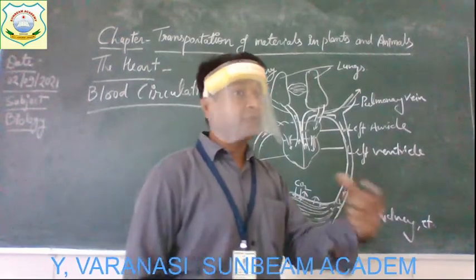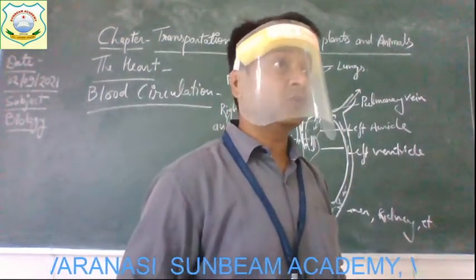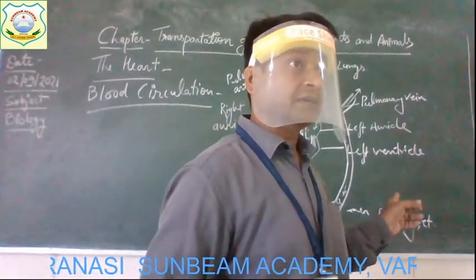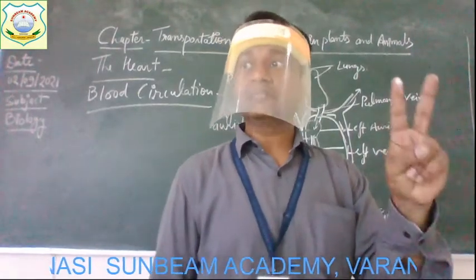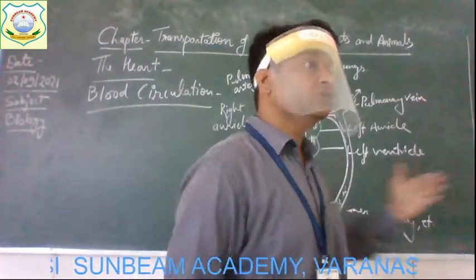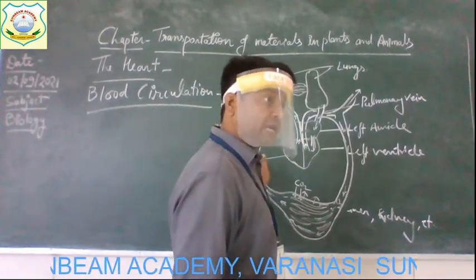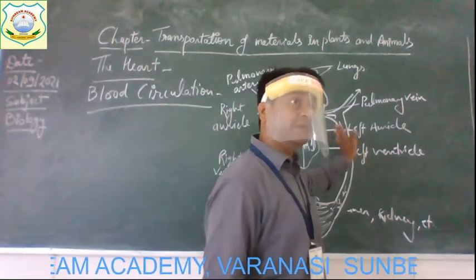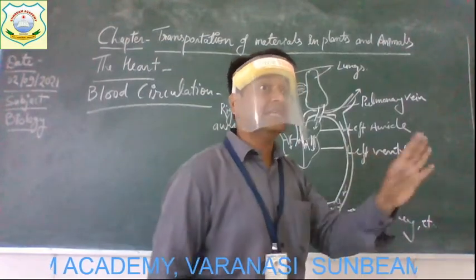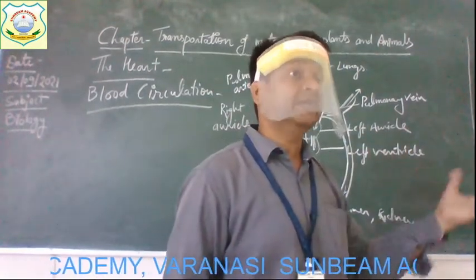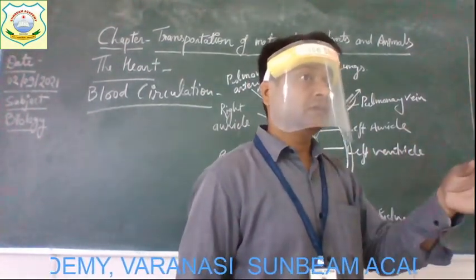So this diagram you need to draw in your notebook, fair notebook. Clear? And use two color pencils to clearly show the two different kinds of blood. Deoxygenated blood with blue color and oxygenated blood with red color. So you can easily understand that the two kinds of blood are going to flow. Okay.